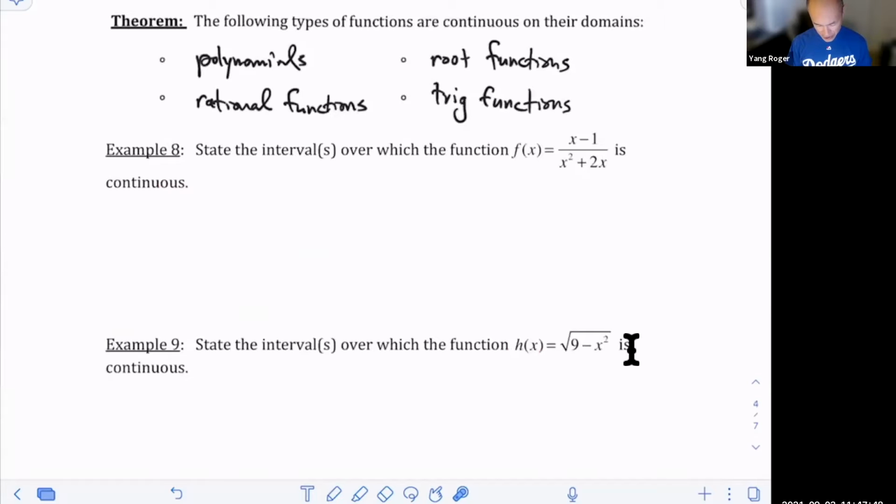So we have a theorem which I mentioned earlier. And that theorem basically says that polynomials, rational functions, root functions, and trig functions are all continuous on their domains. So really what this means is a lot of continuity questions become domain questions. So if I say state the intervals over which this guy is continuous, what is that going to look like? Well, this basically becomes, what is the domain of this function, right? So this is really a domain question.